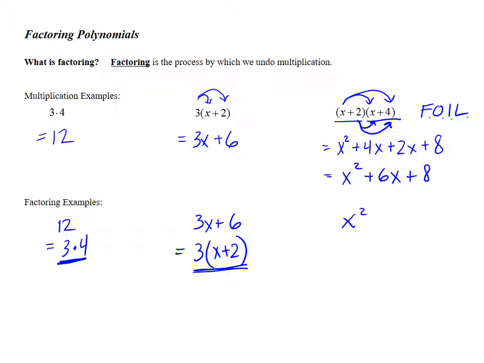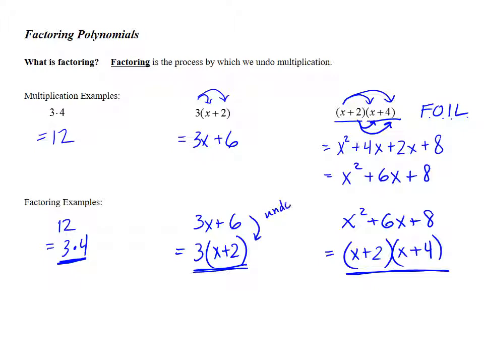And the last one, to factor this trinomial, we want to undo the multiplication and get back to that product of two binomials. So we'd get back to x plus 2 times x plus 4. So again, factoring undoes a multiplication of some sort. In this second example, we undo the distribution, and in this third one, we're undoing FOIL. That's what we're going to learn over the next couple of weeks.